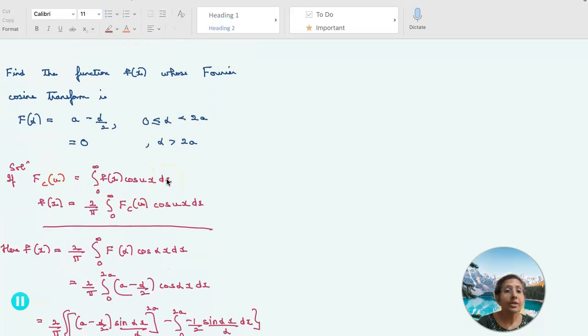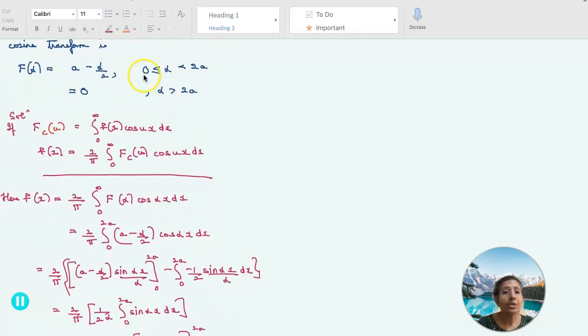So your f(x) becomes here 2 by pi integral 0 to infinity. Fc(u) will be F(alpha) here, f of alpha cos alpha x d alpha. You are replacing u by alpha. So this is 2 by pi integral 0 to 2a, a minus alpha by 2 cos alpha x d alpha, and it is 0 because alpha greater than 2a.